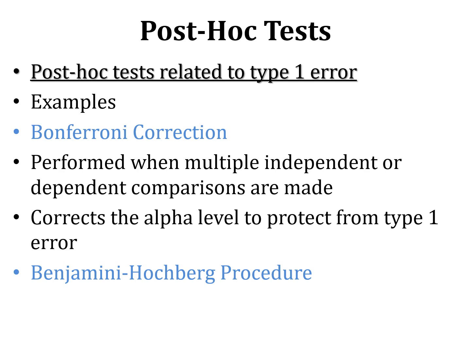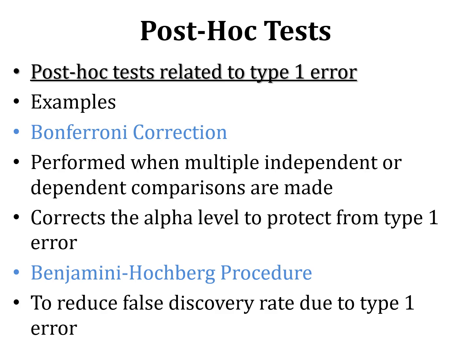Then we have another example of the post hoc test related to type 1 error, and this is the Benjamini-Hochberg procedure, and this is used to reduce the false discovery rate due to type 1 error, right? So these are the examples of the post hoc tests which are related to type 1 error. Now remember that these are not your main statistical analysis, rather these are the tests which are done after your statistical analysis, after your statistical testing, right? So these are the post hoc tests, which means after your analysis.